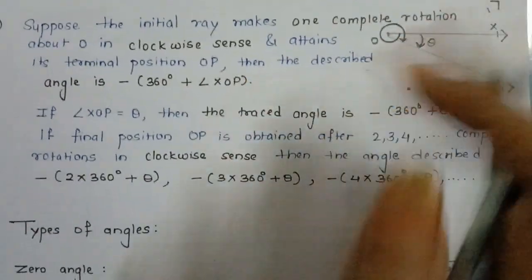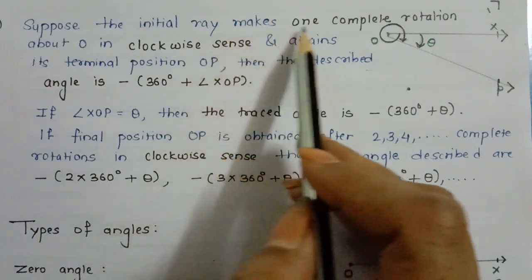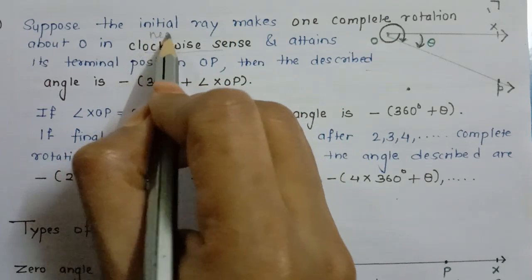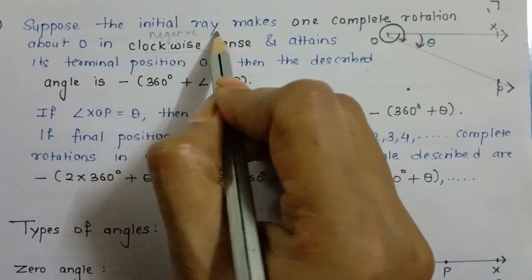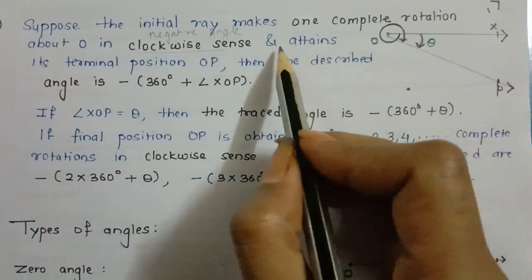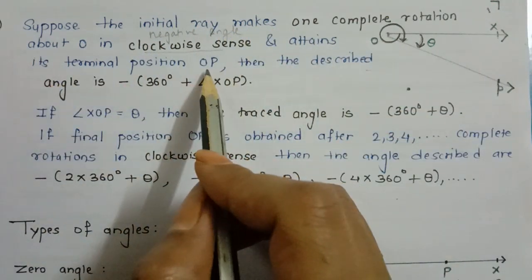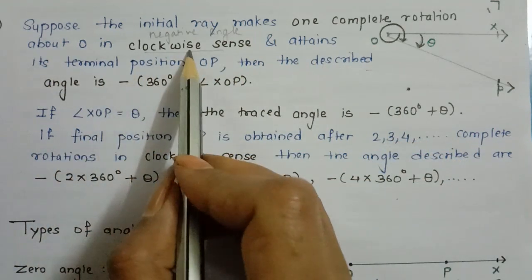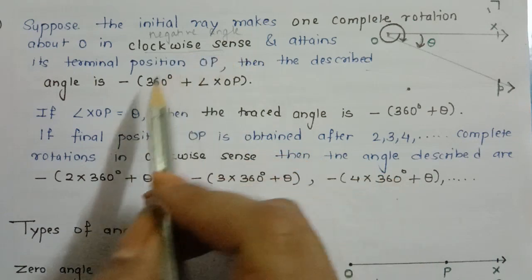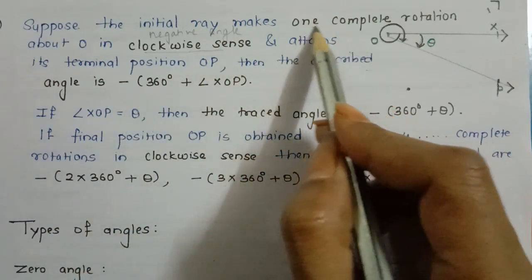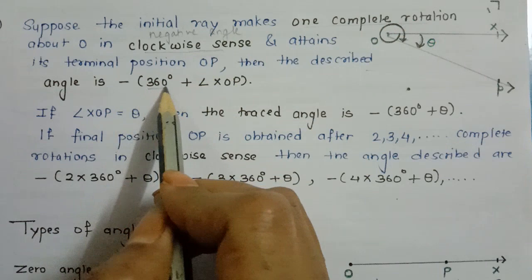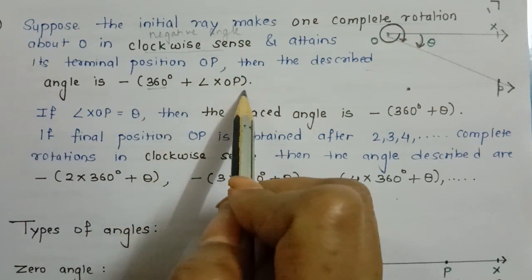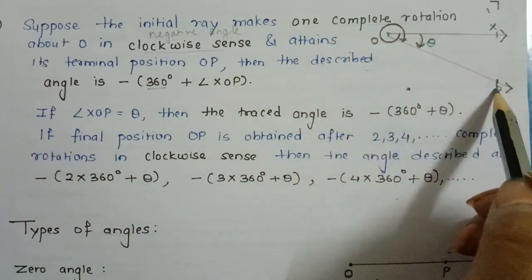Okay, now the third point is: suppose the initial ray makes 1 rotation about O in a clockwise sense. Look, clockwise sense has come, meaning it will make a negative angle. Now here it attains its terminal position OP, then the angle described is, look, minus will come because it is moving in clockwise direction, plus it is making 1 complete rotation, that is 1 into 360. So you can directly write 360 here, plus that additional angle, that is angle XOP.